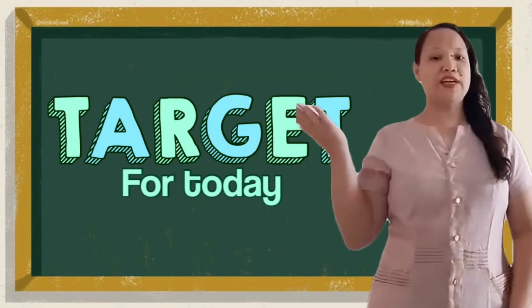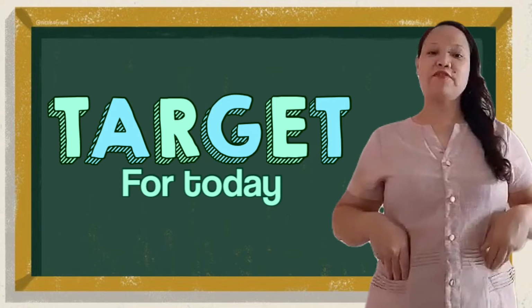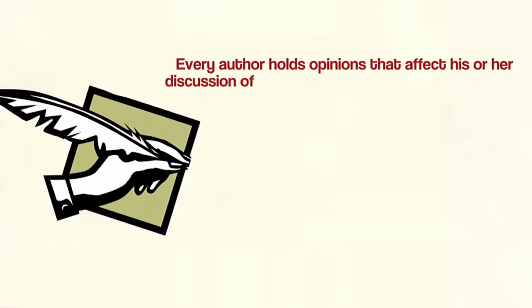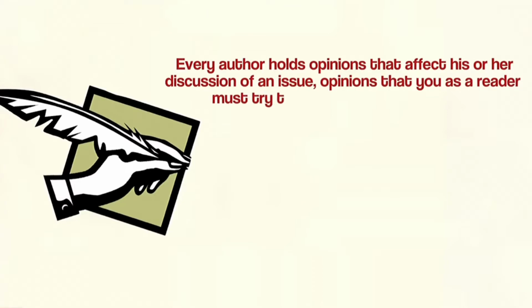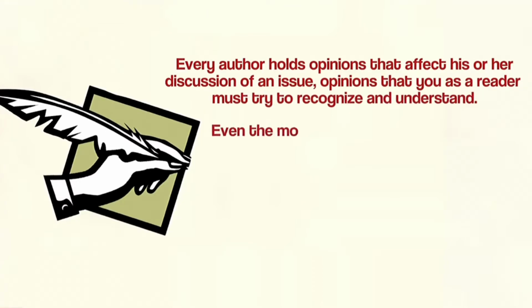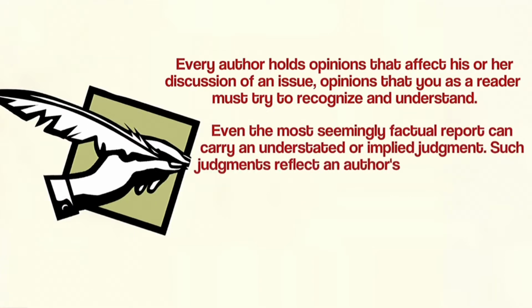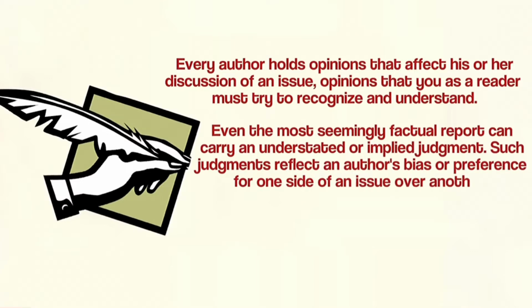To start with our lesson, let us have our target for today. Every author holds opinions that affect his or her discussion of an issue. Opinions that you as a reader must try to recognize and understand. Even the most seemingly factual report can carry an understated or implied judgment. Such judgments reflect an author's bias or preference for one side of an issue over another.